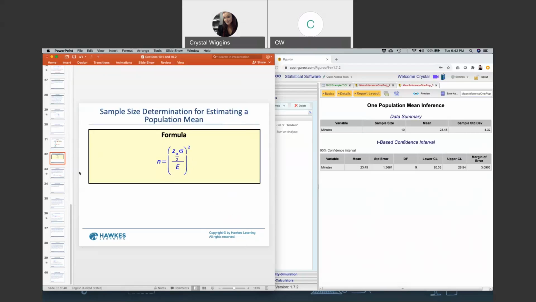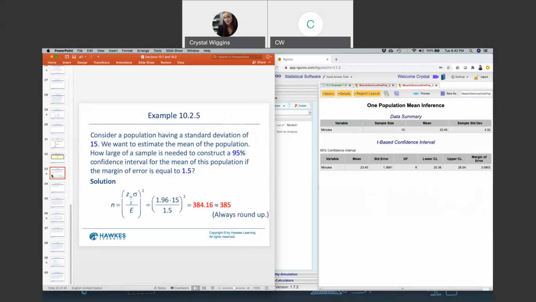Well, we would use this formula in order to determine what our minimum sample size is in order to get our desired results. So for example, let's consider a population having a standard deviation of 15. We want to estimate the mean of the population. How large of a sample is needed to construct a 95% confidence interval for the mean of this population if the margin of error is equal to 1.5?